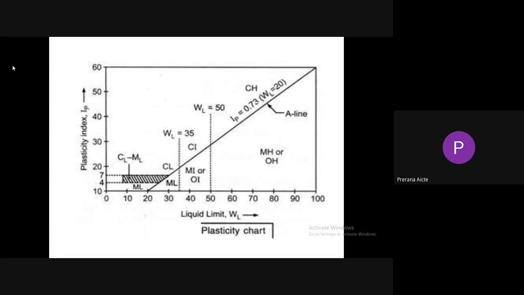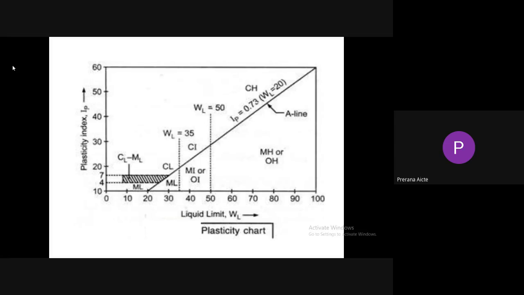So MH means highly compressible silt. OH means highly compressible organic soil. MI means intermediate compressible silt. OI means intermediate compressible organic soil. ML means low compressible silt. CL means low compressible clay. C for clay. CI means intermediate compressible clay. CH means highly compressible clay.